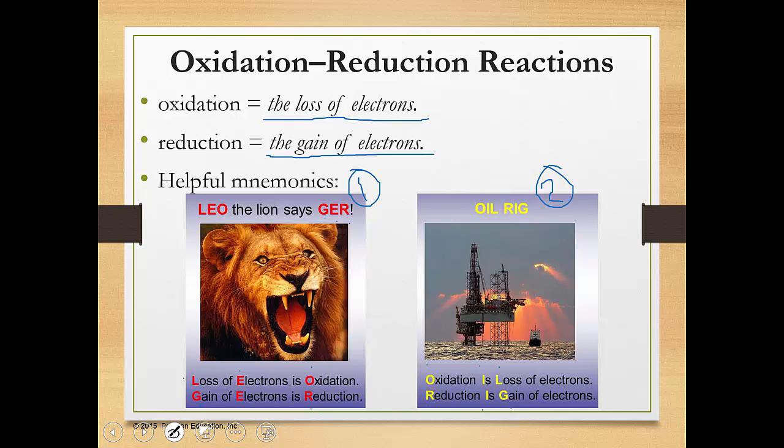Okay. And I know it seems odd that reduction is gaining electrons. It seems like something being reduced would be losing. This one's a little bit opposite, so that's why it's good to use those mnemonics. Leo the lion says grr, or OIL RIG. Oxidation, losing electrons. Reduction, gaining electrons.